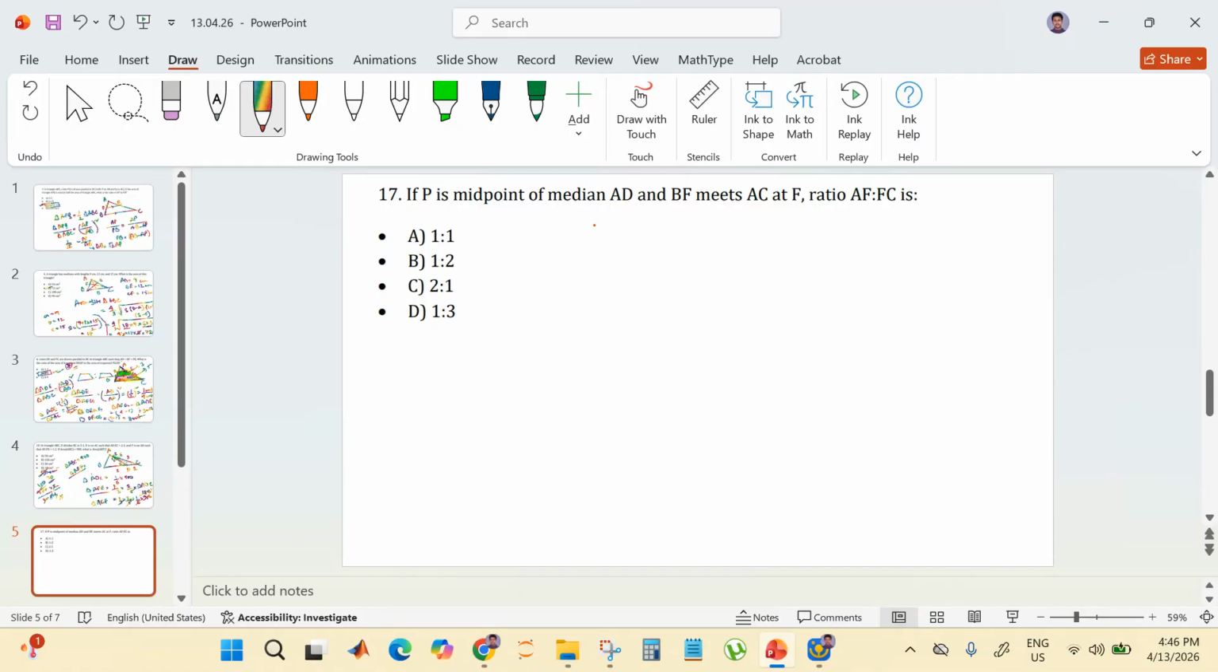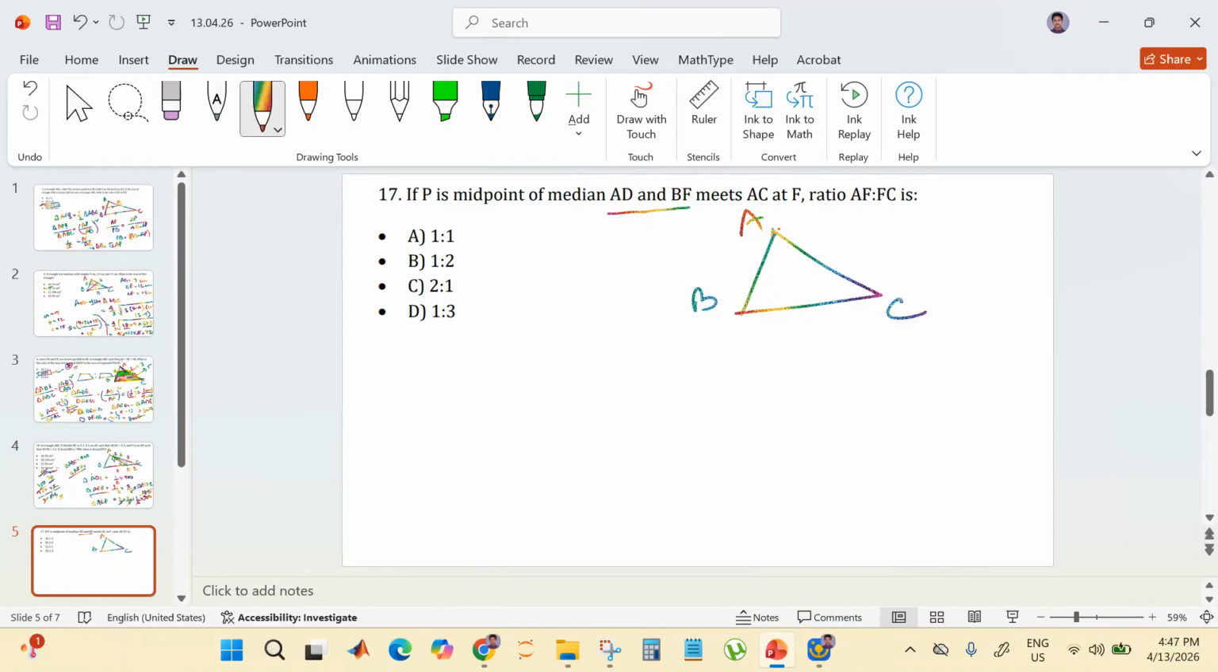If P is midpoint of median AD and BF meets AC at F, find the ratio AF is to FC. Actually, for median AD and BF, we have to first draw a triangle ABC. It is a higher order question because the triangle ABC is not mentioned, but you have to consider it. Because AD and BF are two medians, that means definitely A and B are two vertices of the triangle. So the third one you can consider as C because AC is also there. So AD and BF meets AC at F.